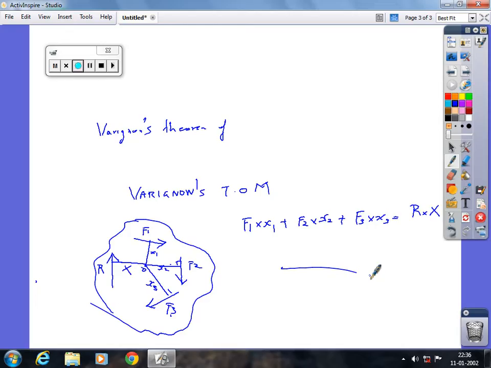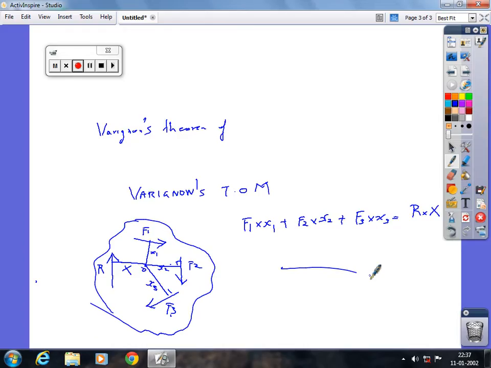Is that clear? Okay. Next, I'm taking up another force here, and the perpendicular distance between this force and this point is marked as x2. Can you understand this? And thirdly, I'm taking up another force, F3, and the perpendicular distance from here to here is going to be x3. Do you understand? So all these three forces will have a resultant force. I'm marking the resultant force as capital R, and the perpendicular distance of the resultant from this particular point O, I'm calling capital X.